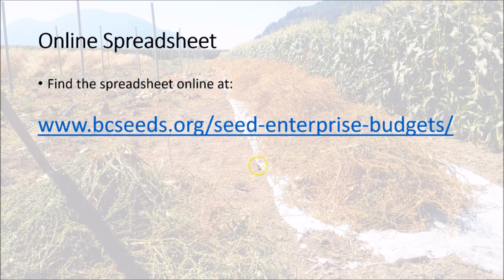And if you're wondering about the photo in the background, because I know this has been nagging at you, that is a golden beet seed crop we harvested a few years ago in Chilliwack.